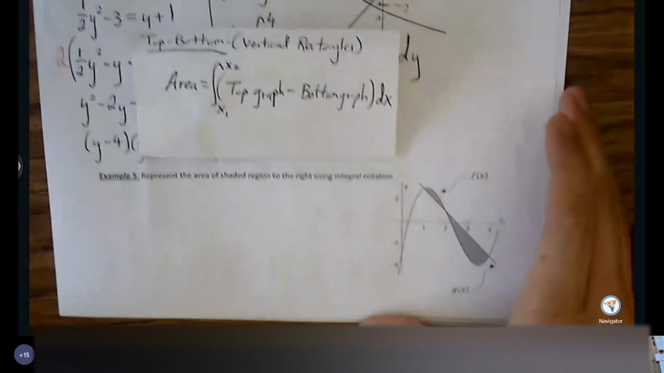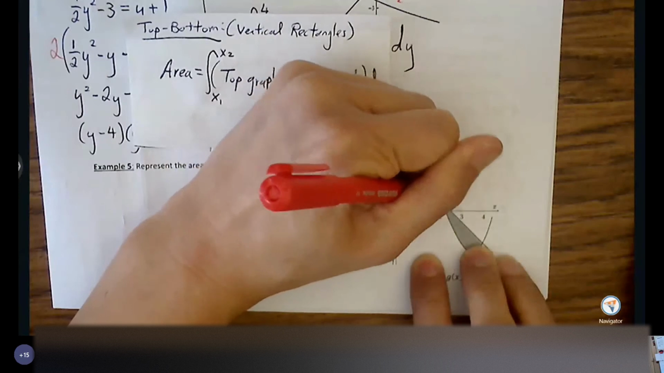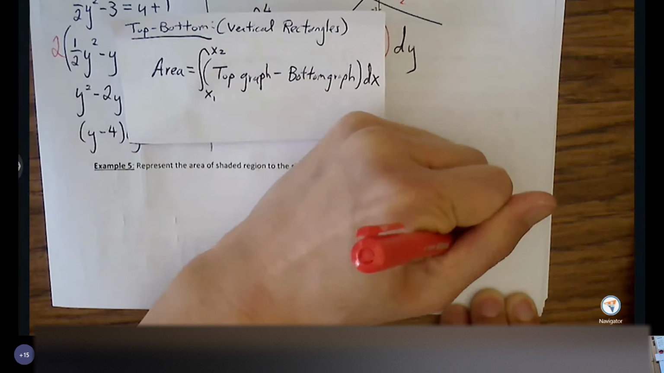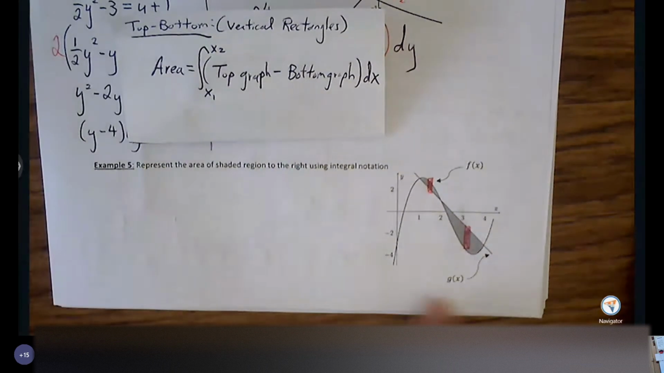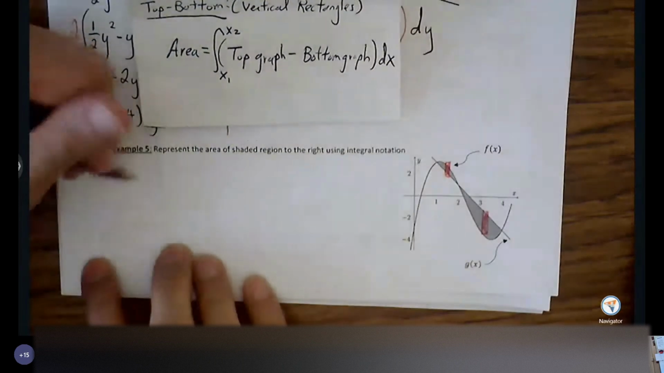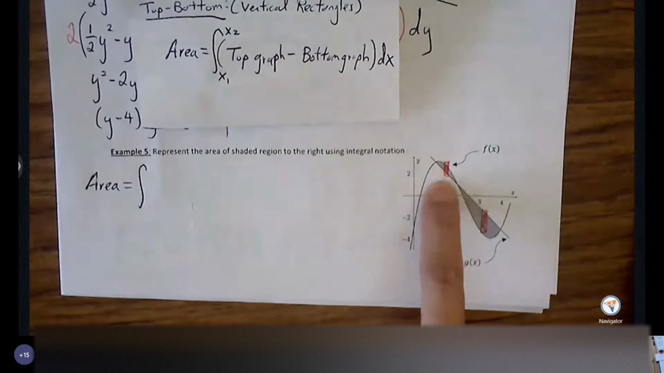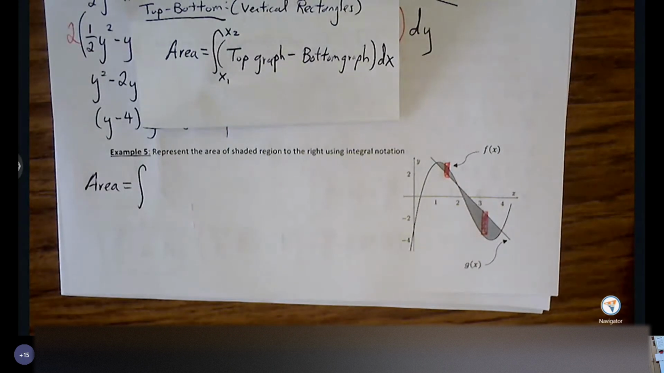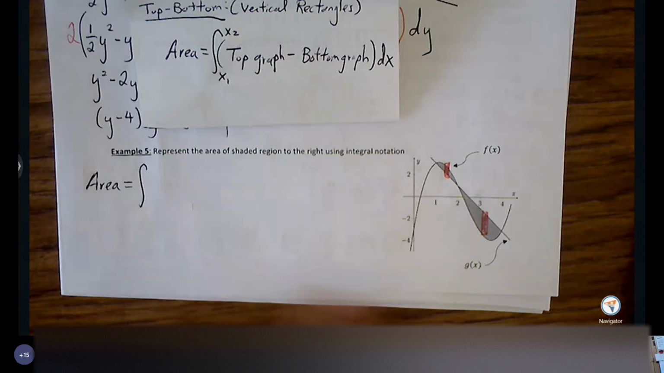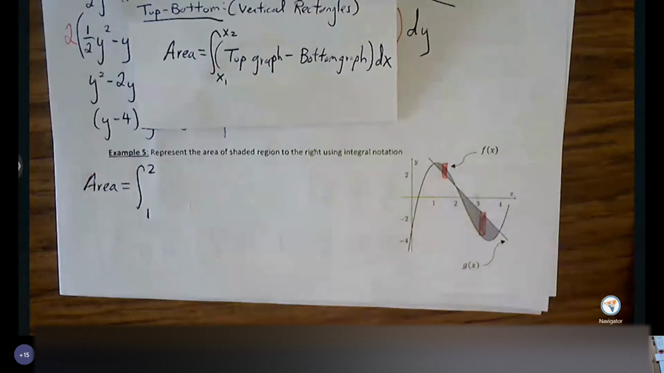So let's do that. I'm going to draw a representative vertical rectangle connecting the boundaries. The curve is the f of x. The linear graph is the g of x. Okay, let's do the left, the smaller region first. What are the bounds going to be, from where to where? From 1 to 2. Yeah, 1 to 2. Everything's in terms of x, right? We don't look at any y values. Everything's in terms of x.